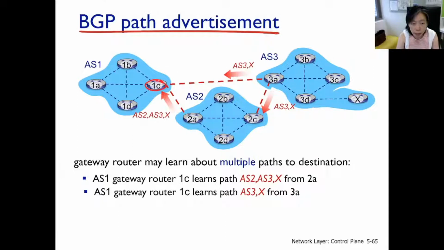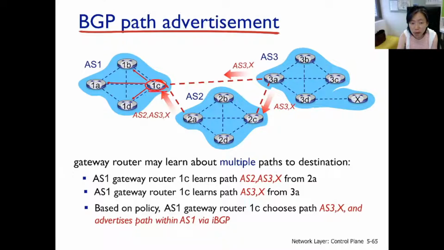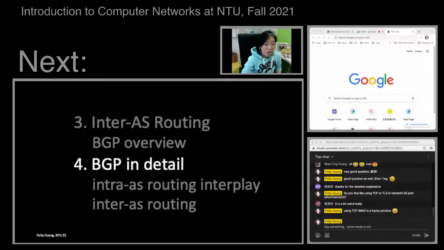At this point, 1C sees two advertisements coming in. Before 1C propagates any of the paths further, it needs to check the import policy. So AS1's gateway router 1C will need to choose. It could choose one of the two, or it could take both of them. Let's say that 1C chooses AS3 X, the shortest AS path, and advertises it to all routers internally in AS1. Okay. That was the second example.